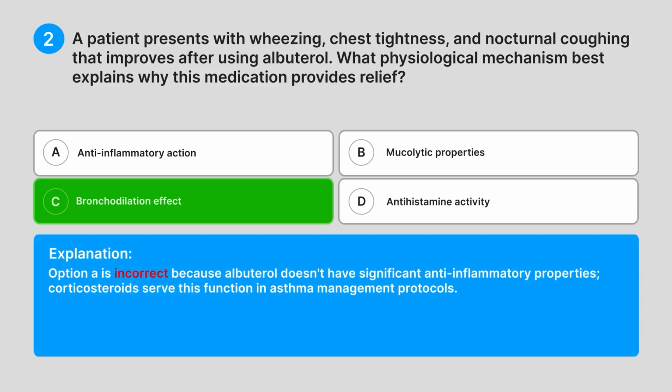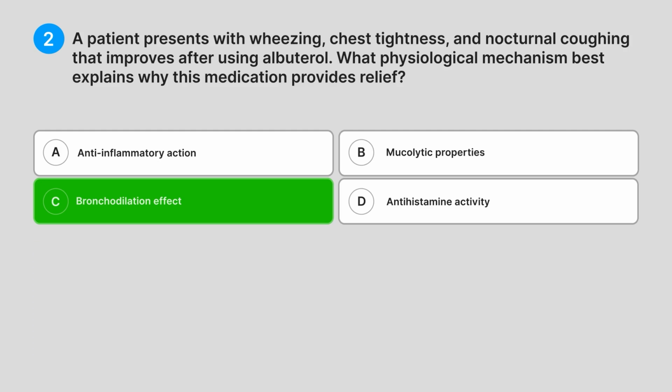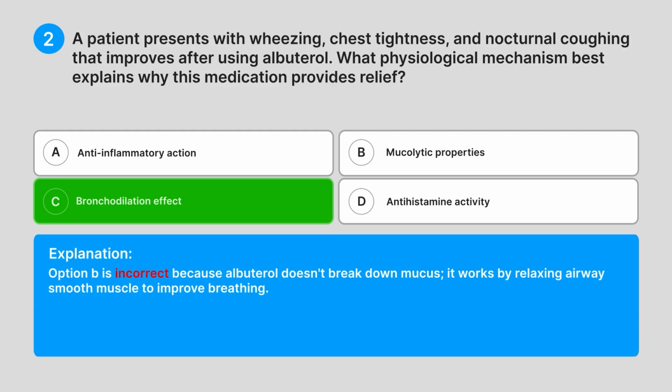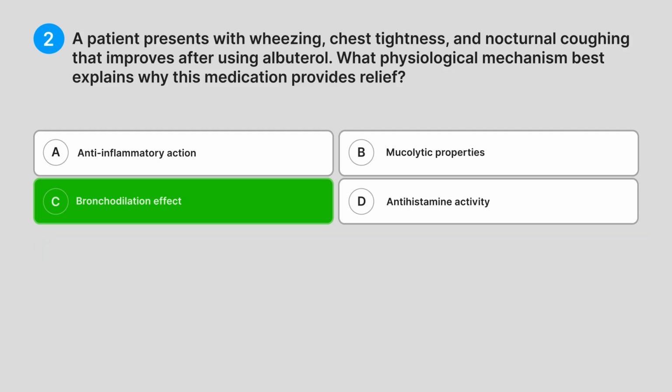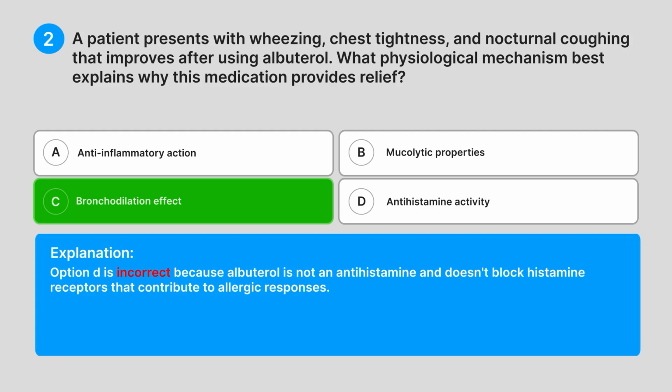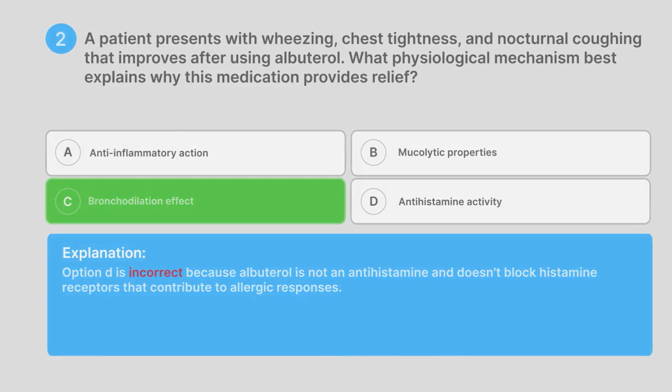Option A is incorrect because albuterol doesn't have significant anti-inflammatory properties. Corticosteroids serve this function in asthma management protocols. Option B is incorrect because albuterol doesn't break down mucus. It works by relaxing airway smooth muscle to improve breathing. Option D is incorrect because albuterol is not an antihistamine and doesn't block histamine receptors that contribute to allergic responses.